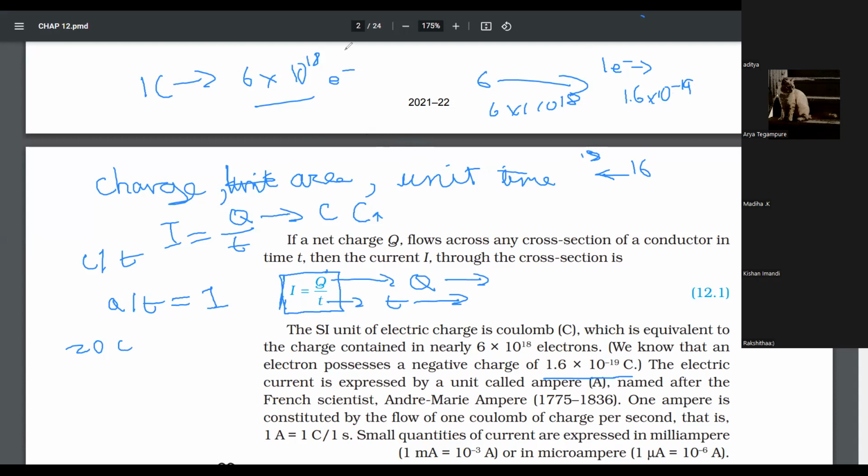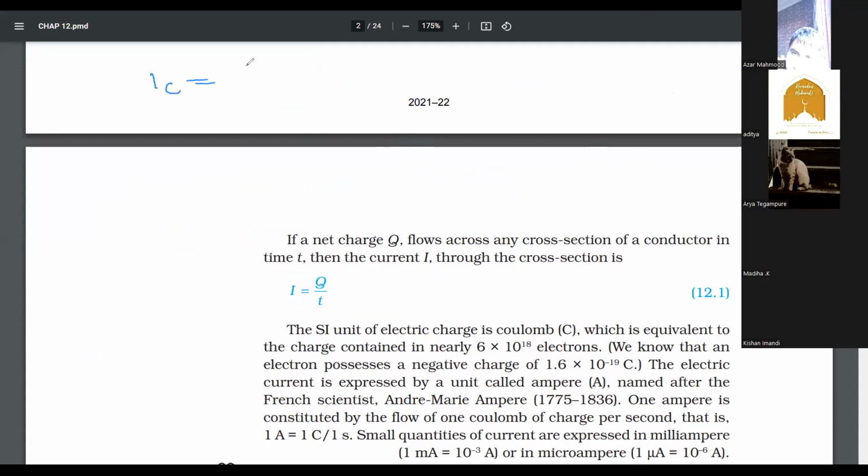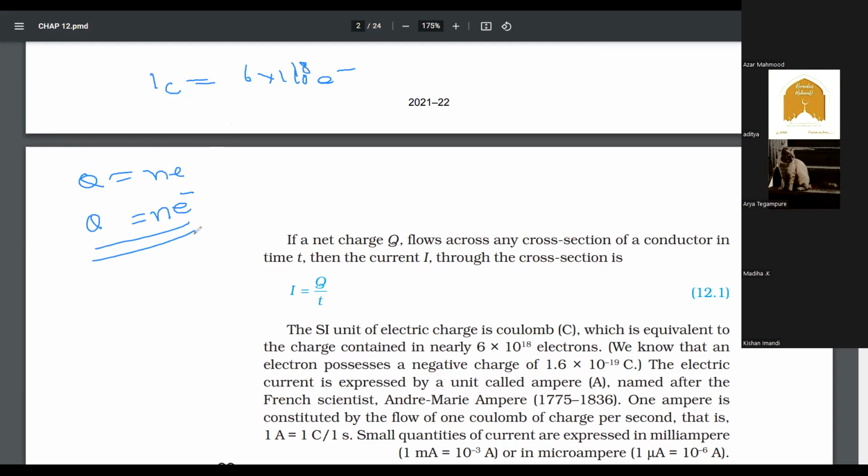And there's also a relation between these three things. We know that 1 coulomb is equal to the charge in 6 times 10 to the power 18 electrons. So there's a formula here: Q is equal to NE. Here Q is charge, E is charge on an electron, and N is the number of electrons. This is also an important formula, which is actually not mentioned in NCERT for some reason. And this is actually how we derive the number of electrons.